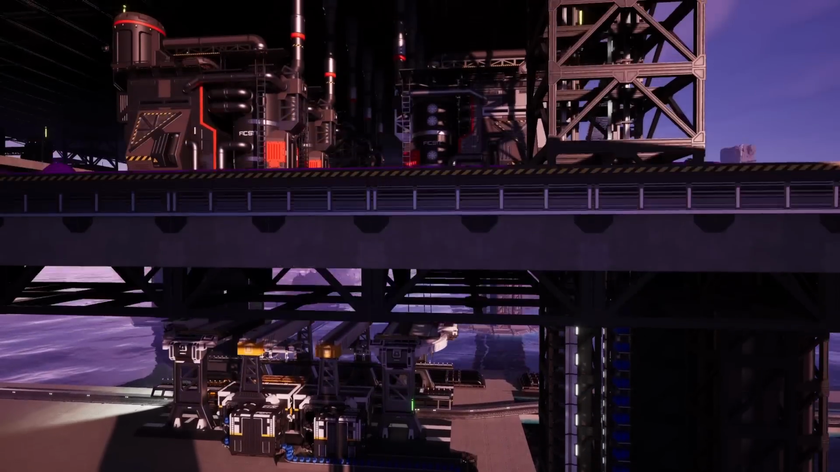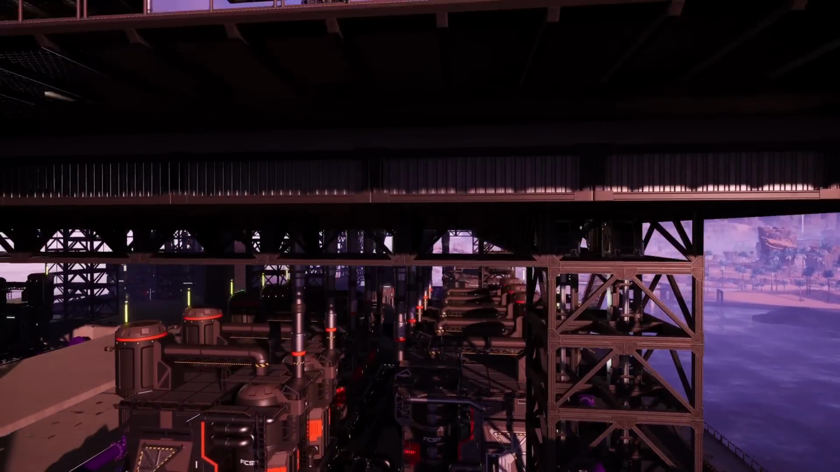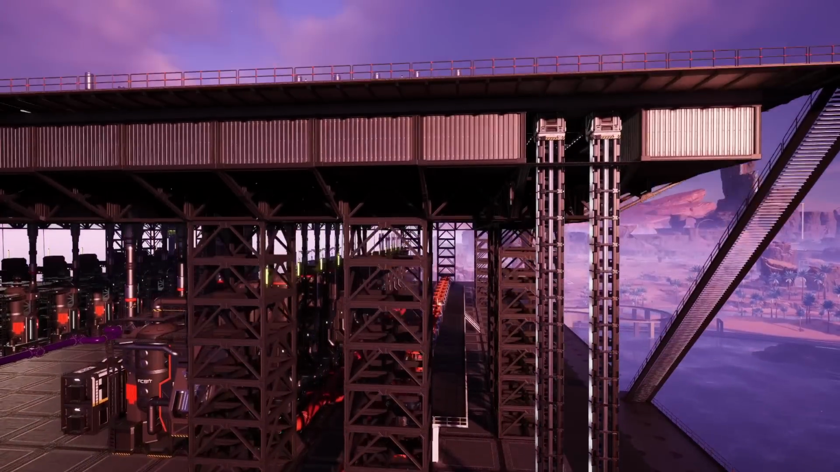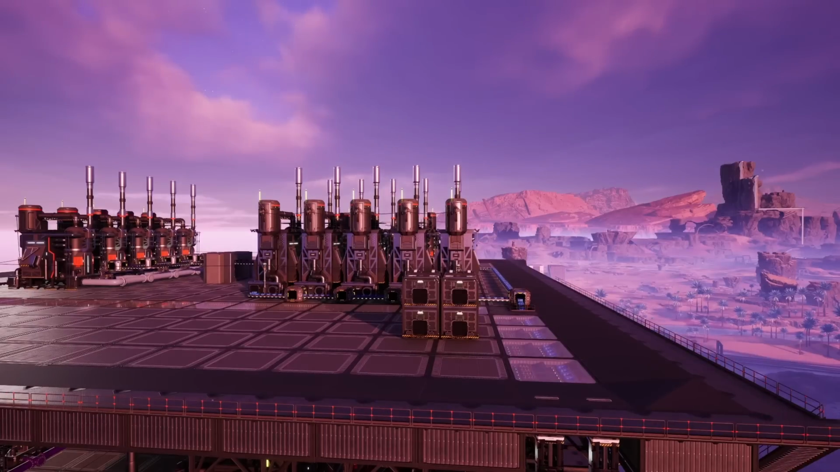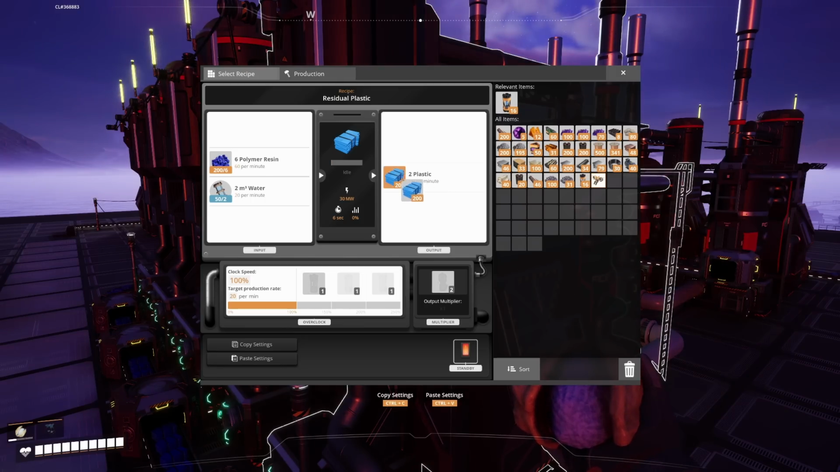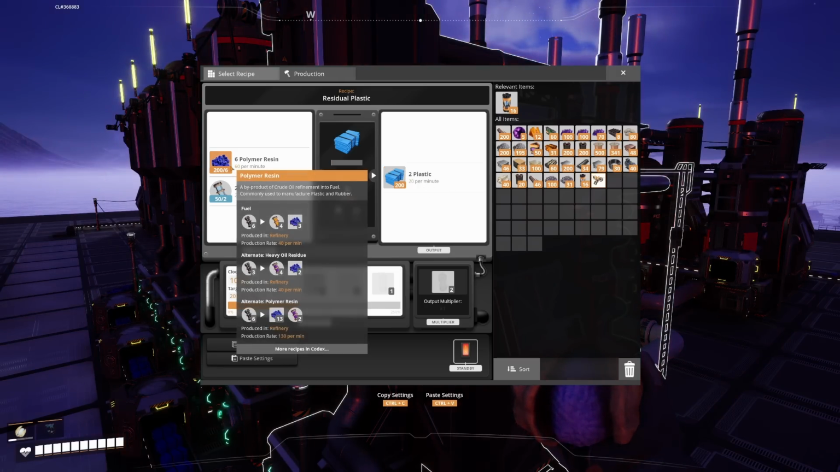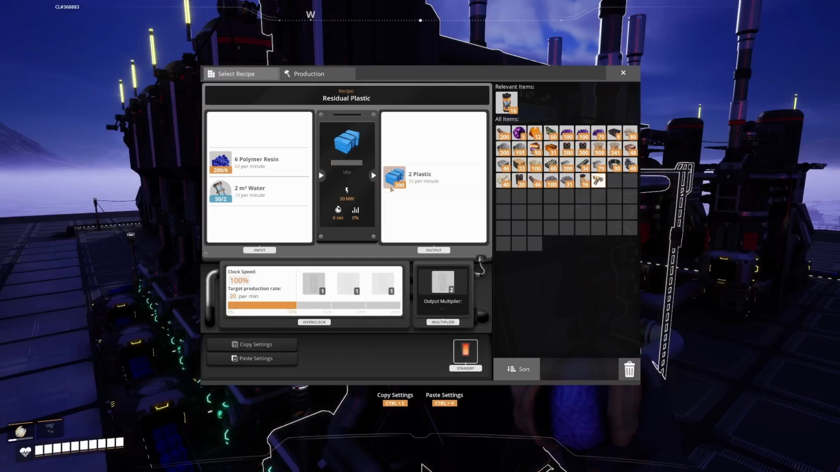And this is where the issue starts, because our lines back up all the way up to here. And because the output is full, the polymer resin cannot be used up, and this is backing up further down the line. So if we were to remove this, you'll see it starts working fine.